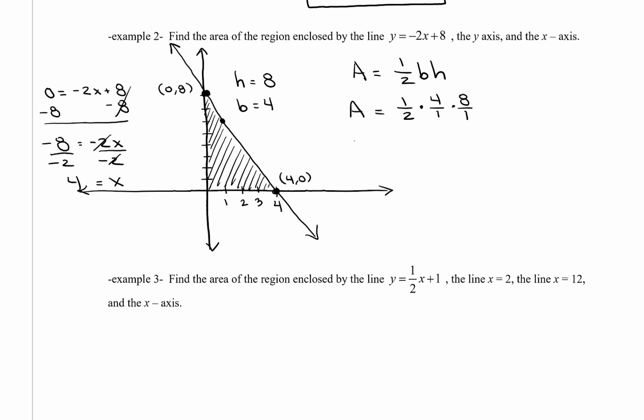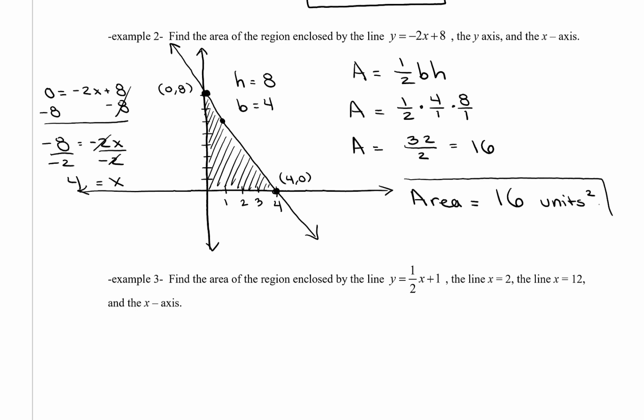The area will be equal to 32 divided by 2, which will give me 16. Therefore, the area of this region is going to be equal to 16, and we could represent that as 16 units squared or 16 square units. I'm going to write down 16 units squared, and I'm going to box that in.